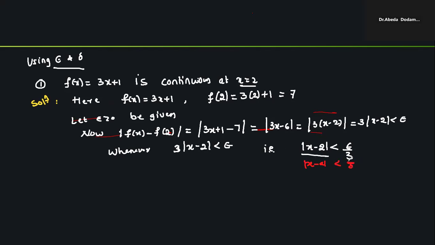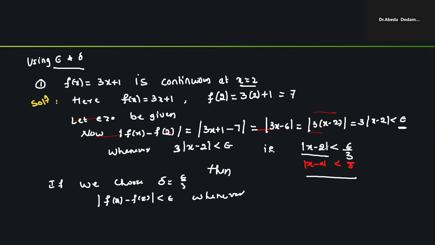Therefore, now what we do, we choose our delta. If we choose our delta to be equal to epsilon by 3, then if you observe carefully, the difference between f of x and f of 2 is less than epsilon. That's what we have achieved here.